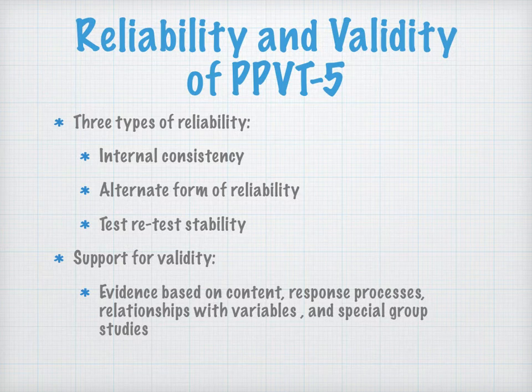Reliability and validity of PPVT-5. Reliability was assessed by using three measures, which are internal consistency, alternate form reliability, and test-retest stability. Internal consistency was examined by using split-half methods for forms A and B. Alternate form of reliability was assessed by comparing test A and B across different age groups. And test-retest stability was examined by using only Form A, in which clients were administered PPVT-5 twice in approximately 1 month retest interval.